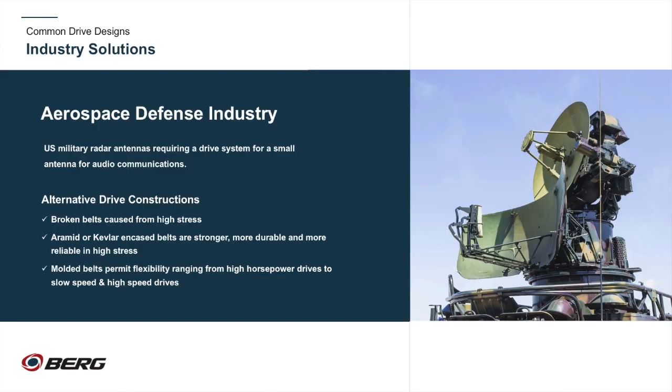Now let's review a couple of examples of how the Berg series of belts help to solve a problem for our customers. The first is a military application, where they were using a chain and sprockets to control position of a small antenna for a mobile communication system. This was on the exterior of the vehicle and not sealed to protect it from the environment. All types of dust and weather were able to get into the drive.